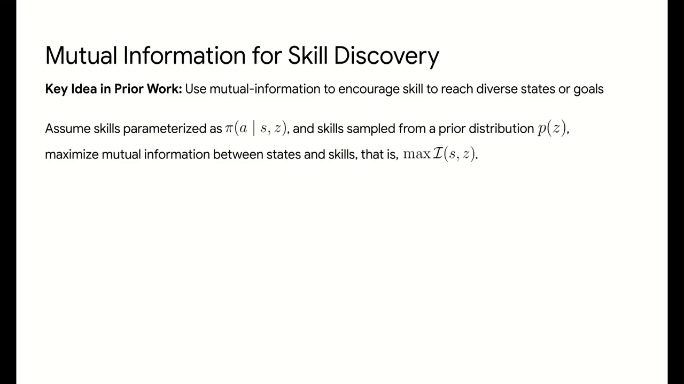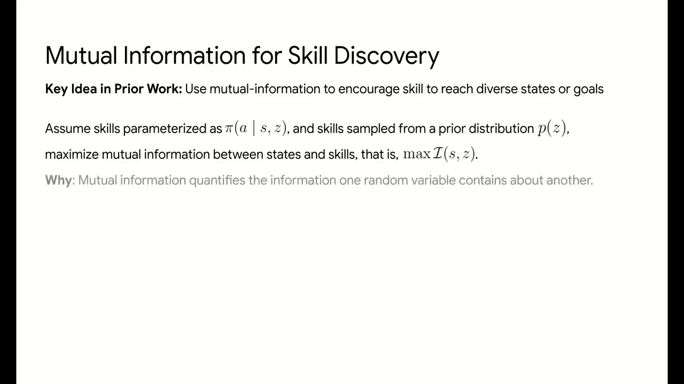One way to maximize the diversity of skills is to maximize the mutual information between the states and the skills. This works because mutual information quantifies how much two random variables can predict each other. To see that, let's look at the decomposition of mutual information in terms of entropy. Here, mutual information quantifies a reduction in the entropy of the skill Z when the value of the environment state S is revealed. This effectively means the higher the reduction in entropy, the more certainty with which we can identify the skill given the state, which consequently implies that skills are reaching a diverse set of states.